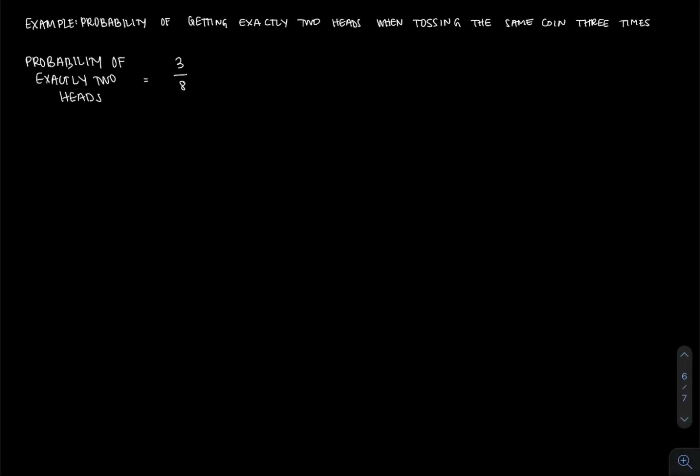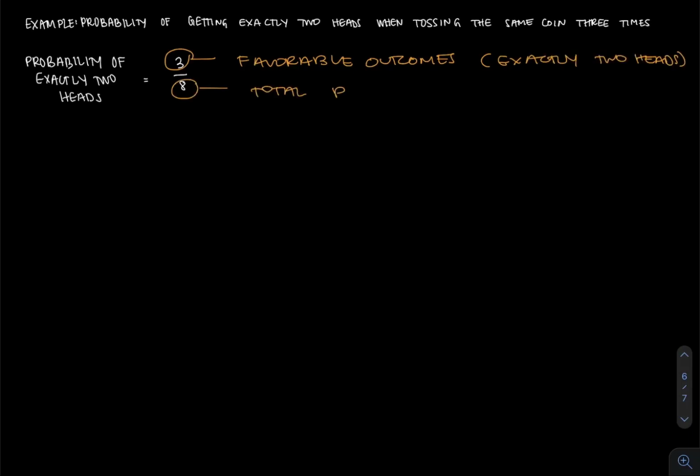Hi everyone! In this video we're going to practice more with odds in relation to the example where we're trying to figure out the probability of getting exactly 2 heads when tossing the same coin 3 times. We figured out the probability of getting exactly 2 heads was 3/8, where 3 were the favorable outcomes, and the favorable outcomes in this case would be exactly 2 heads, and the 8 is the total possible outcomes.